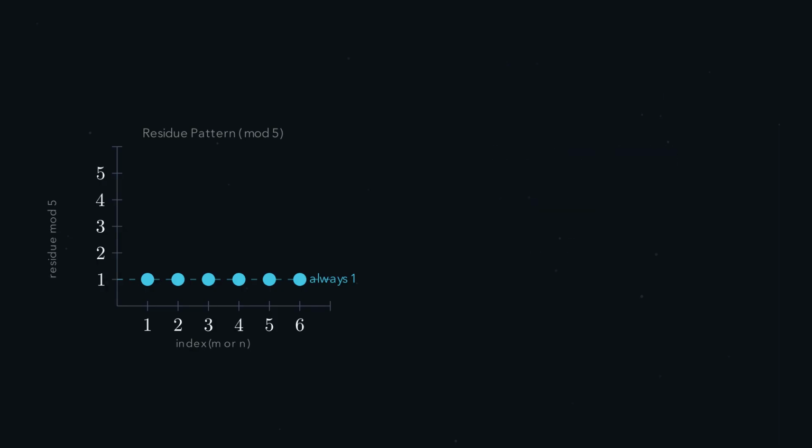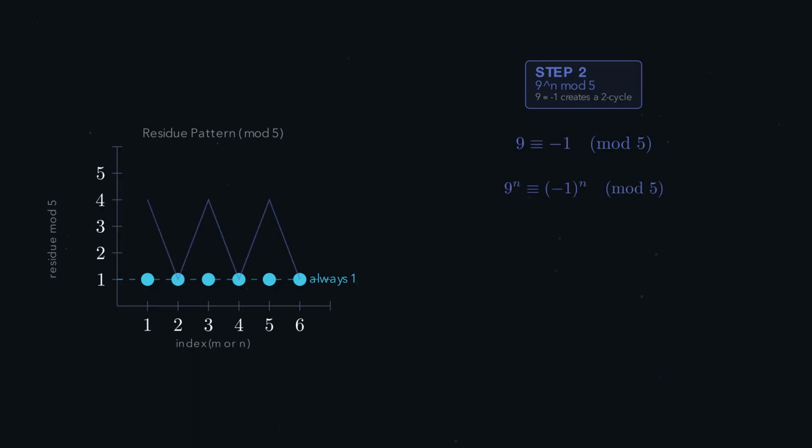Now for 9 modulo 5. Since 9 equals 10 minus 1, 9 is congruent to negative 1 modulo 5. So 9 to the n alternates. When n is odd, it gives 4 modulo 5. When n is even, it gives 1.